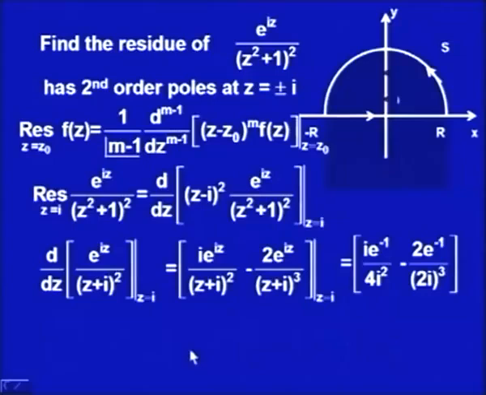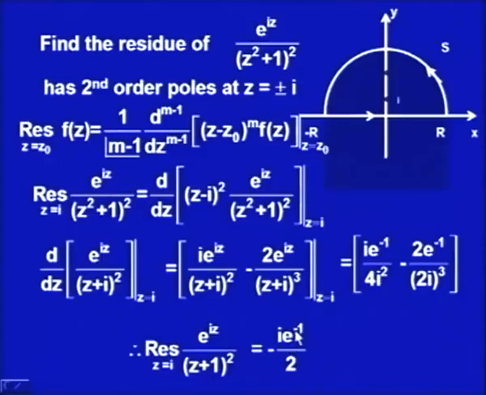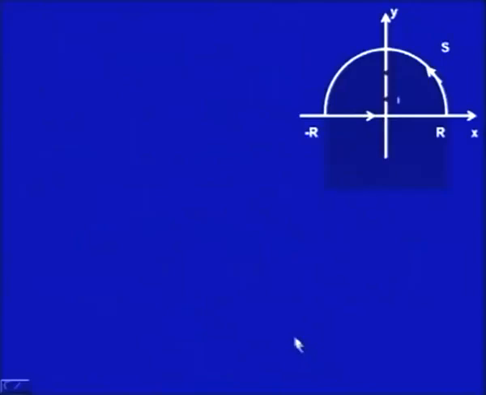So, what we have got actually is the residue of the function e to the power iz upon (z square plus 1) whole square at z is equal to i as minus i e to the power minus 1 upon 2. Now, use this in our formulation.